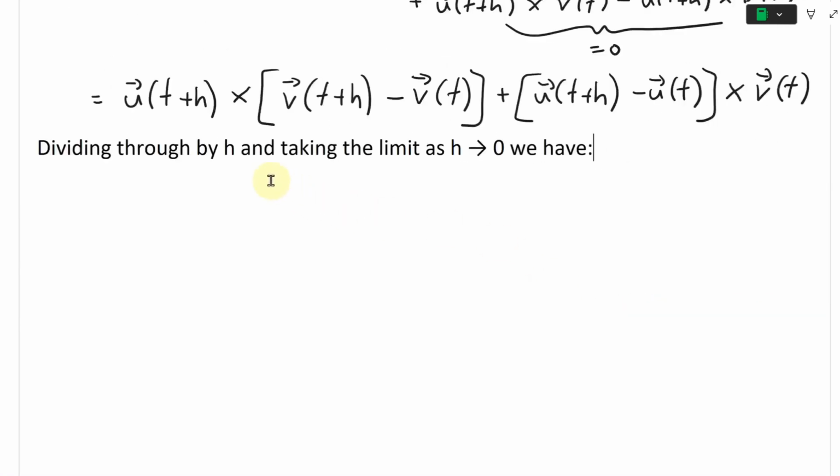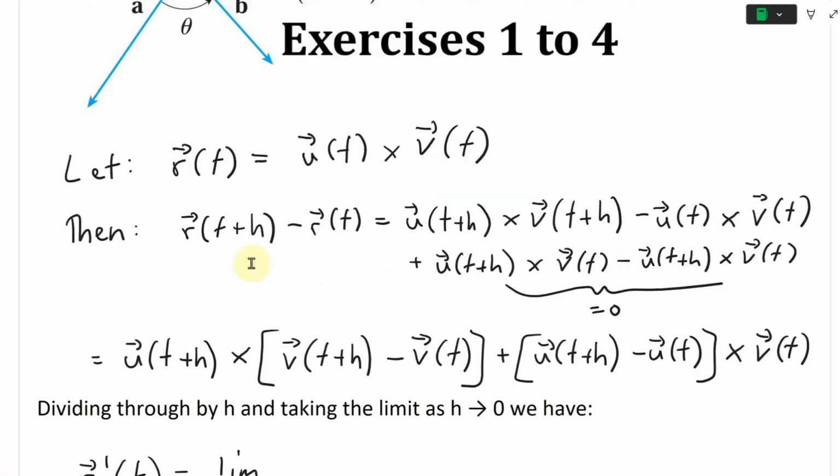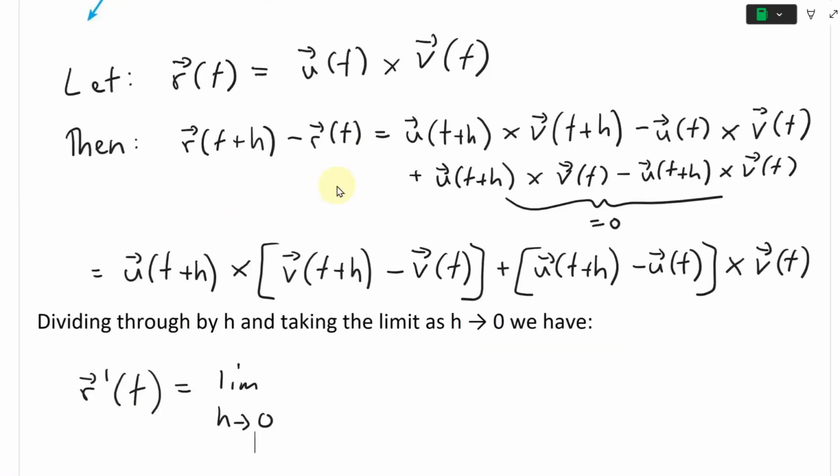So now dividing through by h and taking the limit as h approaches 0, we have, and now we're just going to apply the definition of the limit or derivative of a vector function. So r prime of t is the vector function, the derivative or the tangent vector. This equals the limit as h approaches 0 of this difference right there. Yeah, this whole thing, again, because that's just r of t plus h minus r of t.